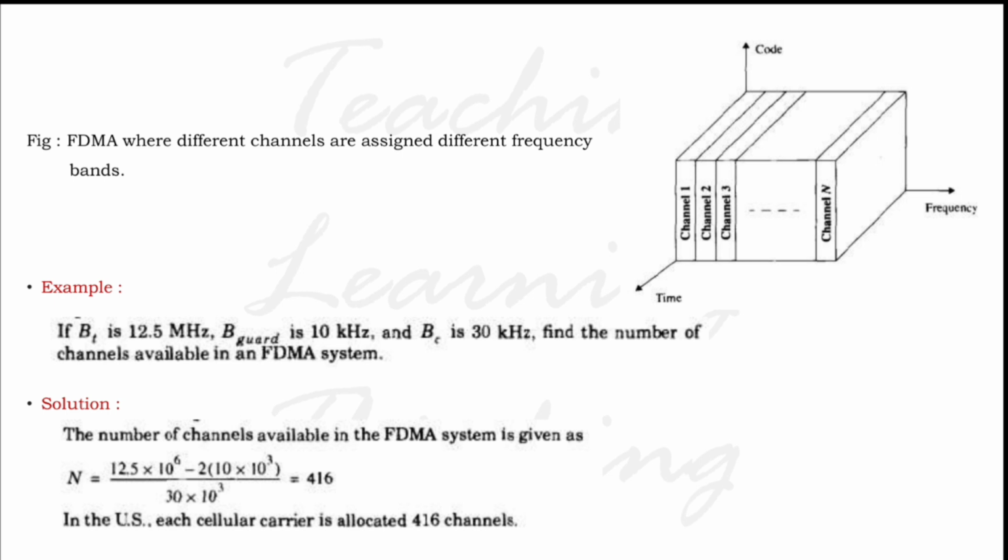And for example, for that equation N equals (BT minus 2 B guard) divided by BC, if BT is 12.5 MHz, B guard is 10 kHz and BC is 30 kHz, find the number of channels available in the FDMA system. You can expect this question in the exam. The solution is very simple. You apply the equation and replace the values of BT, B guard and BC, and we will get 416 as the number of channels available in this FDMA system. So this is an example for that equation.